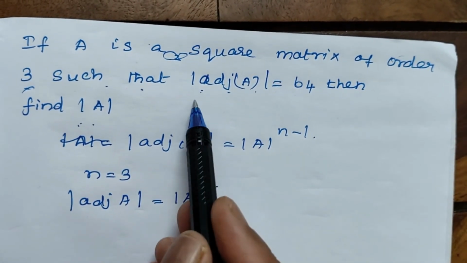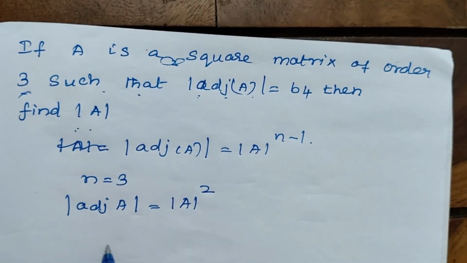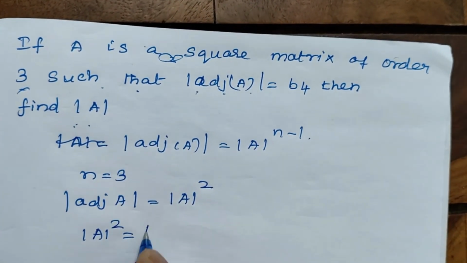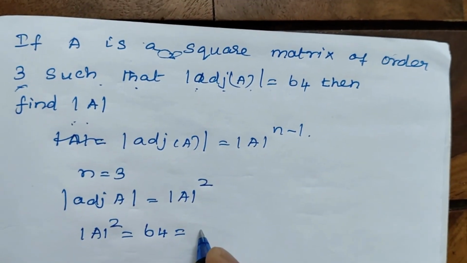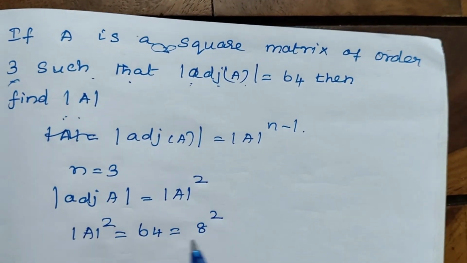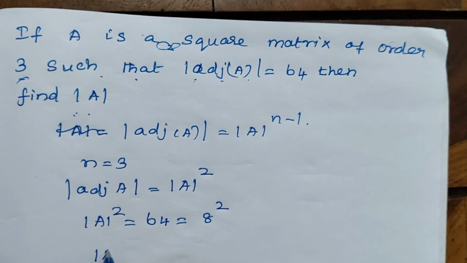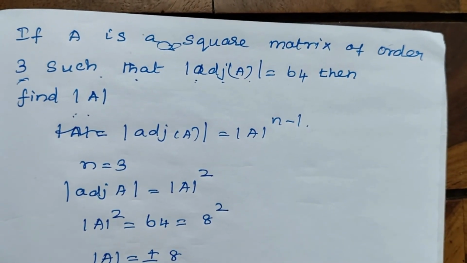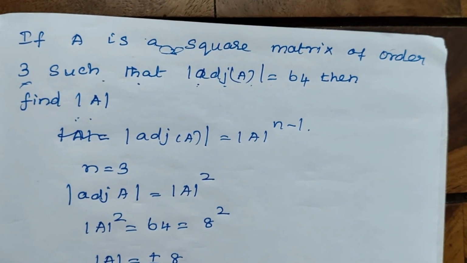What is given? Determinant of adj A equals 64. Therefore determinant of A square equals 64. How can we write 64? That is 8 square. Therefore determinant of A equals plus or minus 8. So the value of determinant of A is plus or minus 8.